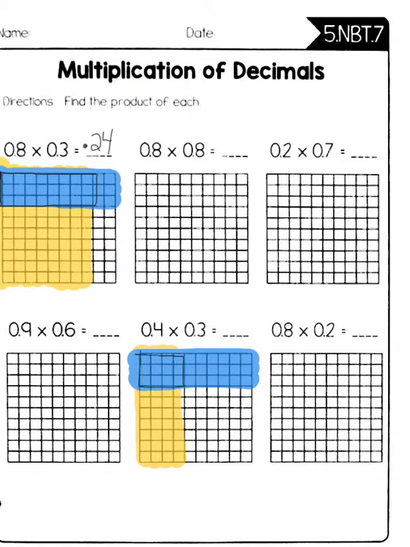So this amount right here. And if you count that up, you have 12 of the smaller boxes shaded, and we know the smaller boxes are each equal to 1/100th. So the answer to that is 12 hundredths.